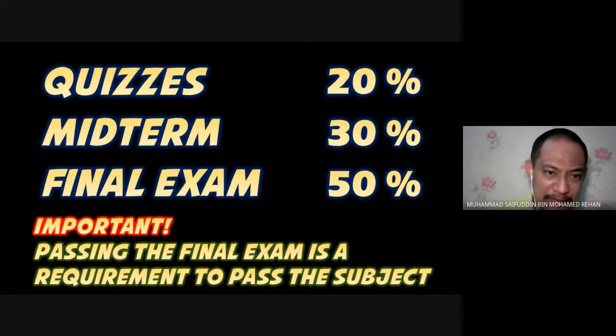If you calculate, your total mark still is more than 50%, because you get full marks in the quiz and midterm, for example, right? But you will still fail because the accreditation requires that for anyone to be allowed to pass a subject, they have to actually pass the final exam itself.